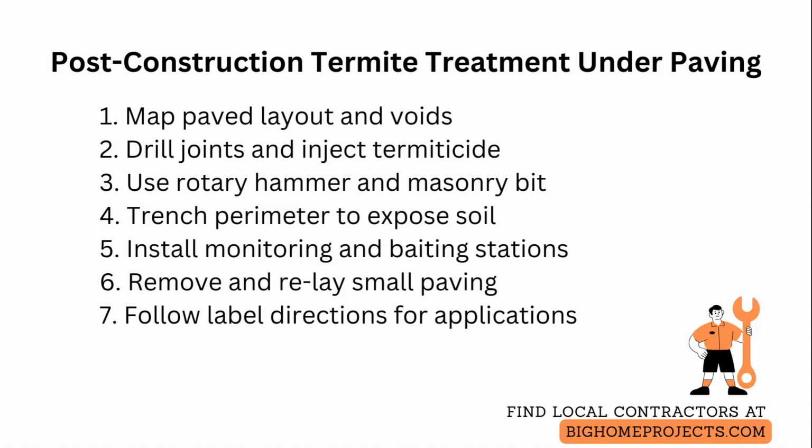Drill through pavement joints or grout lines using a rotary hammer and a masonry bit sized for the product manufacturer recommendations, then inject a labeled termiticide into the drilled holes using the supplied injector or a low pressure injection pump until the soil beneath is saturated but not pooled on the surface.